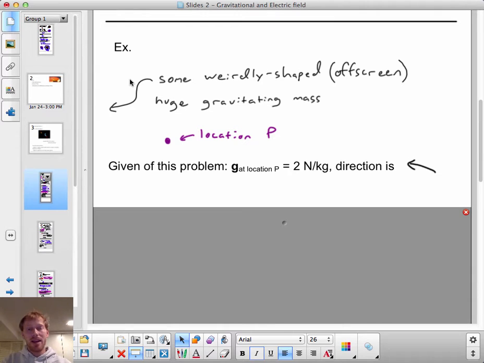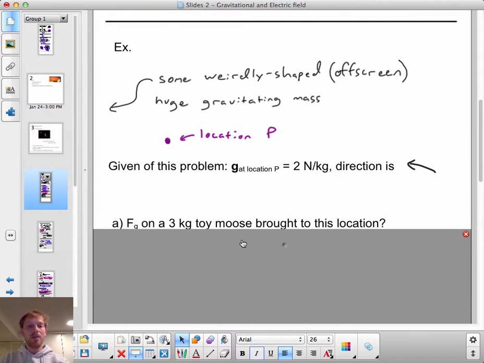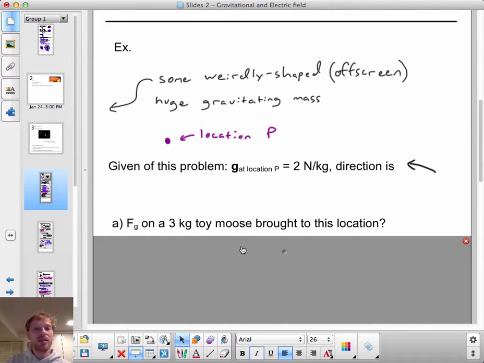For example, let's say that I tell you that off-screen there's some weird shaped gravitating mass or masses, and I don't tell you any details about them, but I do tell you there's a location here, location P, right there, that purple dot, and I say, okay, a given of this problem is that at location P, the gravitational field is 2 newtons per kilogram in a direction that's a little bit up and to the left. Okay, that's a given of the problem. Here's a problem I could ask. Well, let's say I brought my 3 kilogram toy moose to that location. How much gravitational force would it experience?